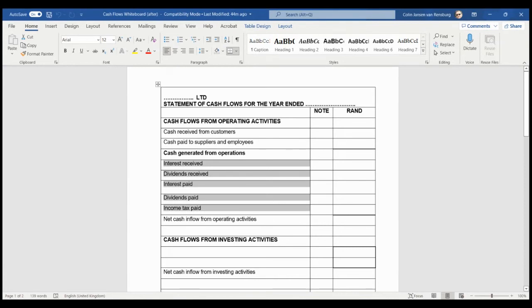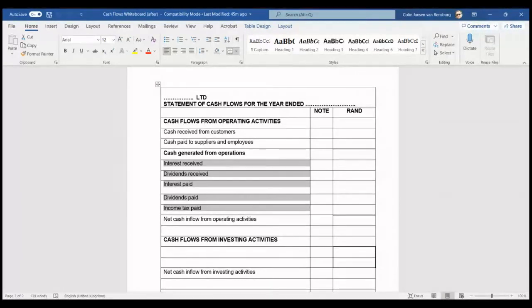There are only a maximum of five possibilities that can be shown under this subsection, which deals with our so-called other operating activities, right? There are only five possibilities, and those five are the ones listed there. It can only be interest received, or dividends received, or interest paid, or dividends paid, or income tax paid, right? So it can only be a maximum of those five.